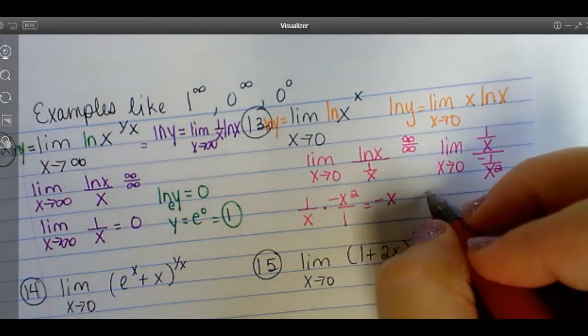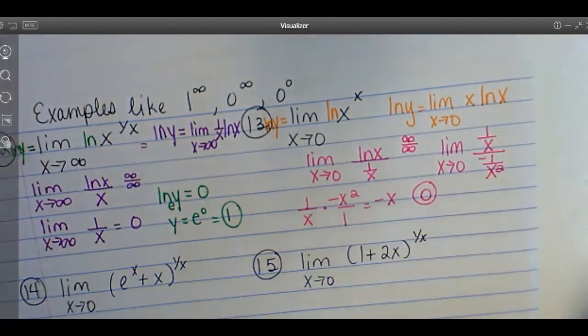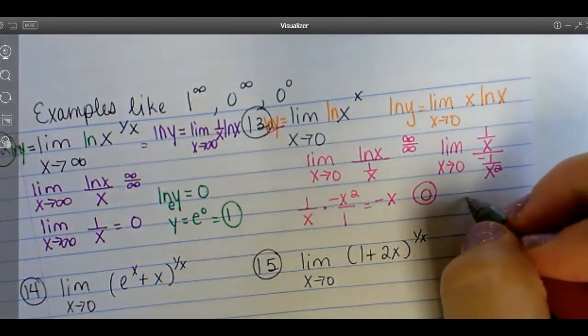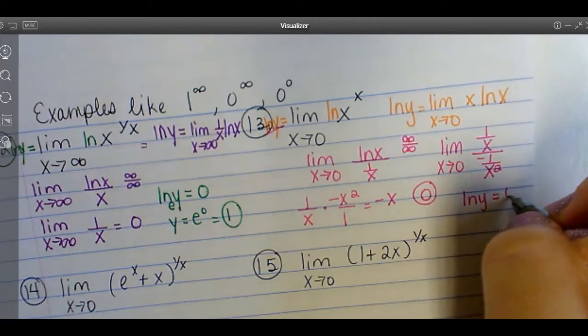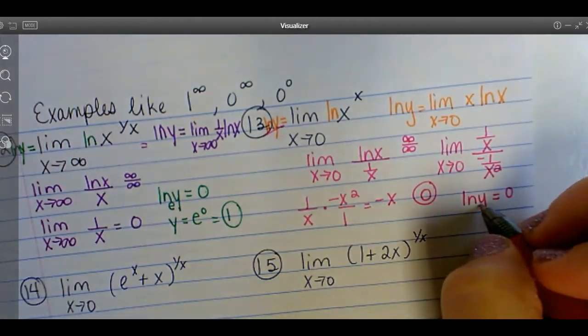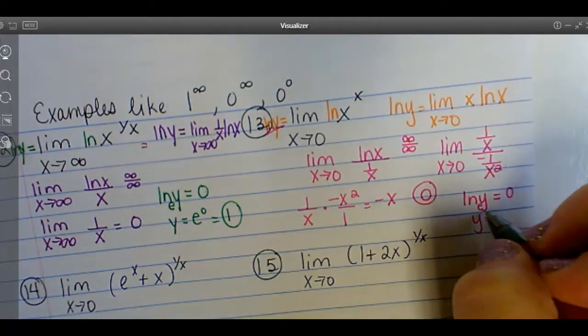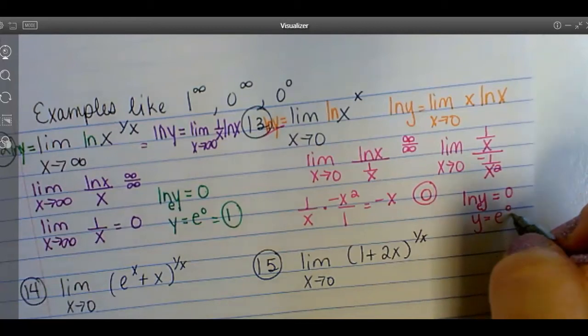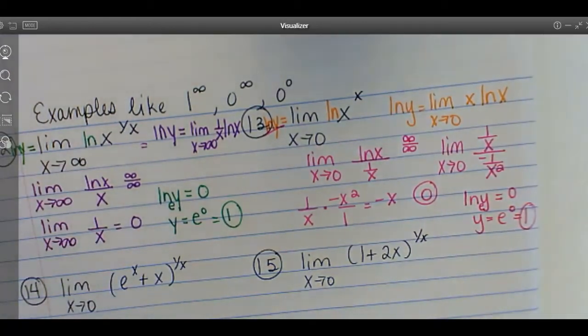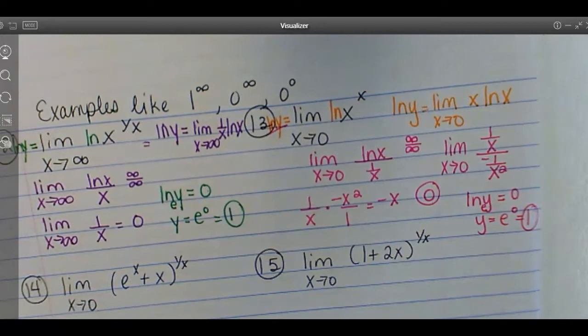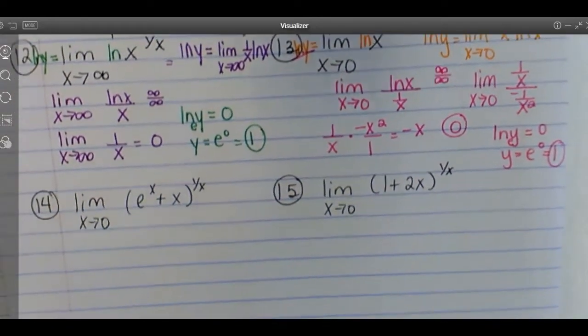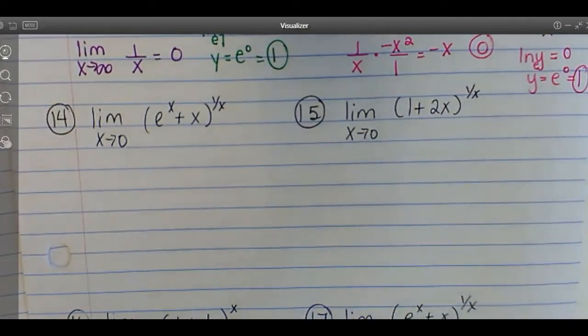Then I can plug in my 0, so I still get 0, but 0 is not my answer because I still have this natural log of y hanging out. Understood, e there, so y equals e to the 0, which is 1, and 1 is my final answer. Okay, we're going to do a couple more problems like that.